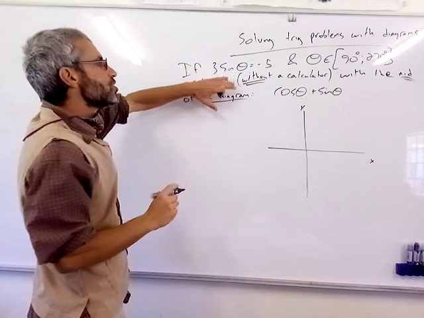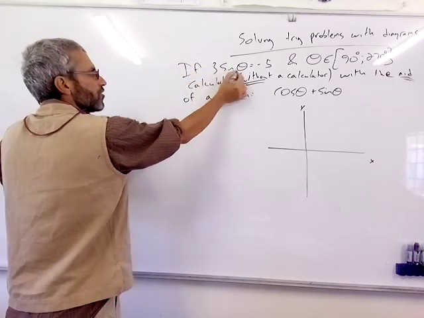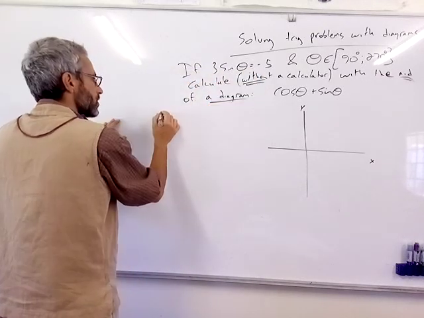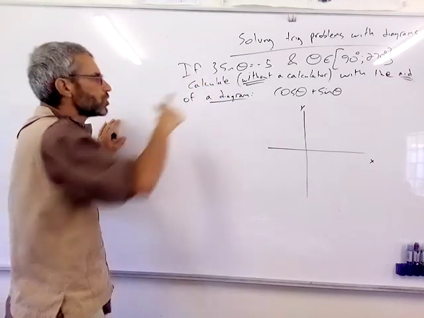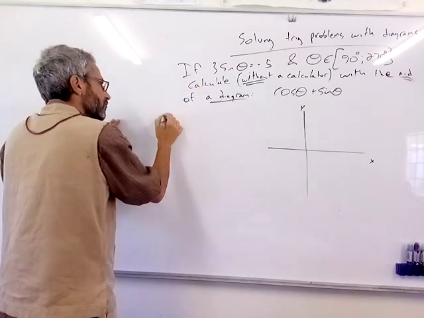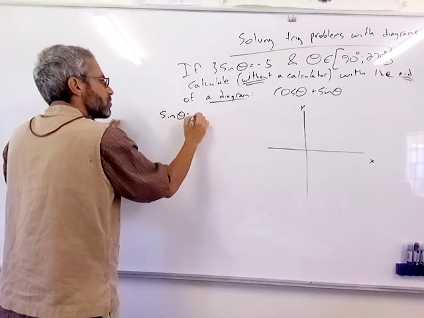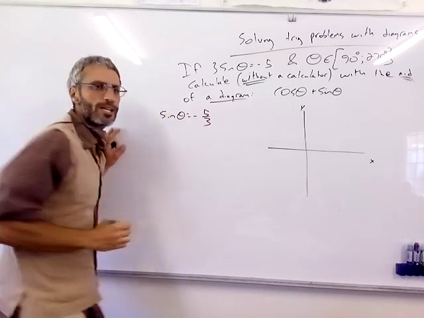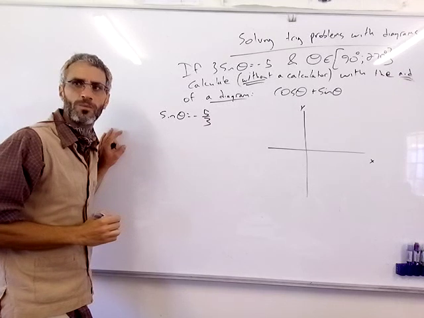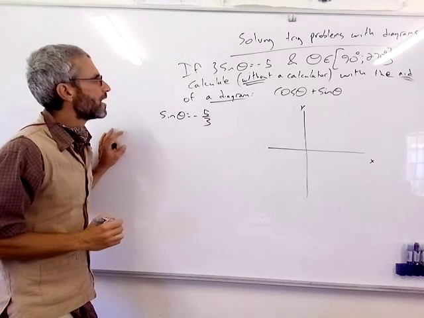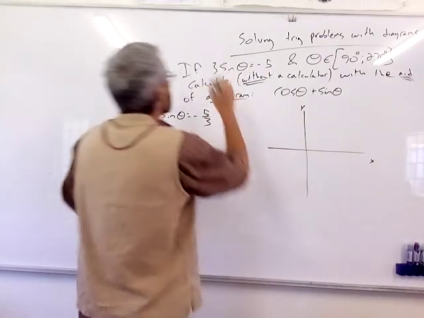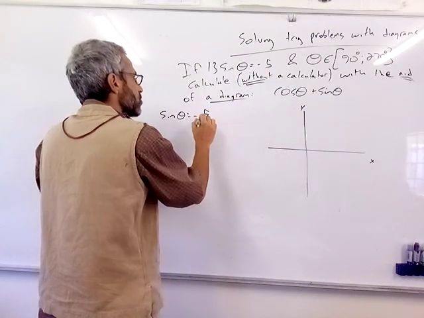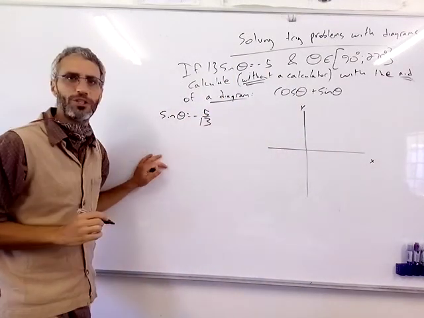Now, the first thing to do, if you've got 3 sine theta equal minus 5, what you want to do is take the 3. So we're going to write sine theta equal minus 5 over 3. That's the first step that you've got to do. Maybe I got the numbers wrong. Actually, that wasn't a 3, that was 13. That makes more sense. Okay, so minus 5 over 13.